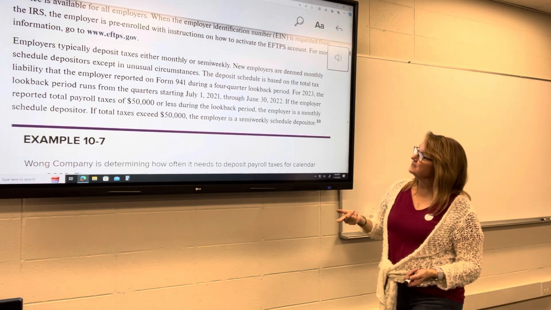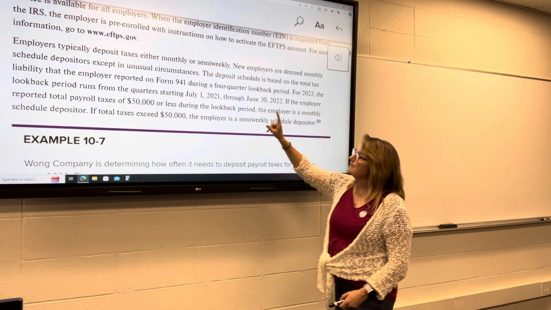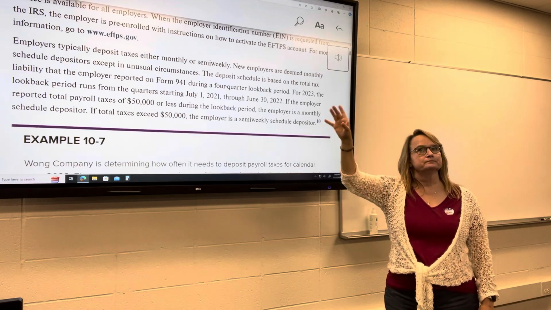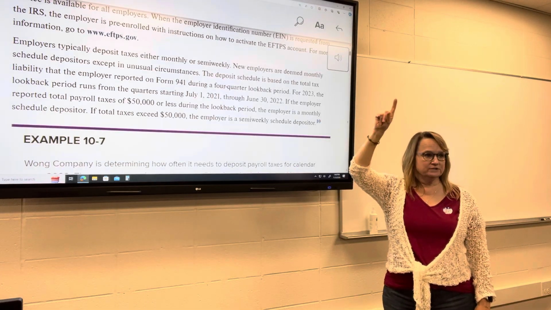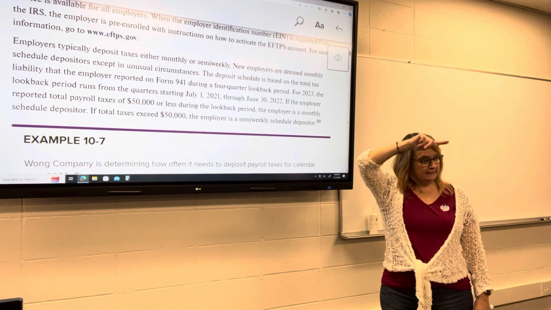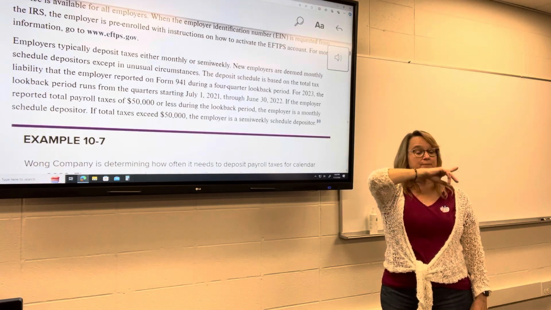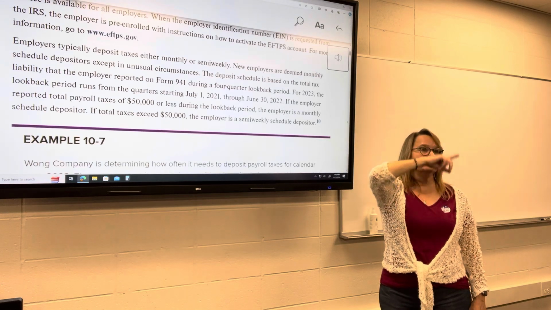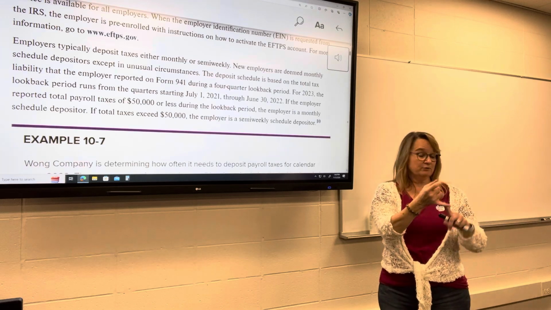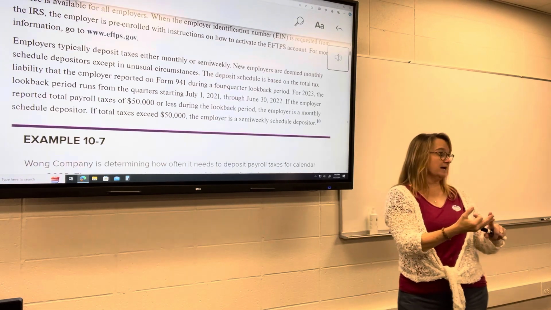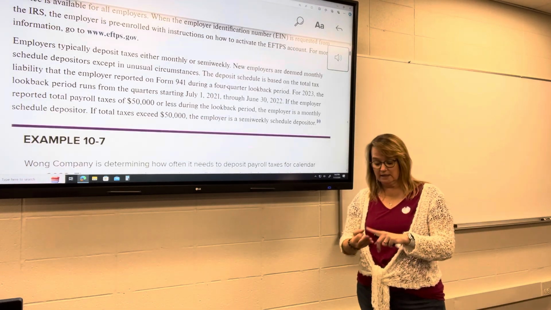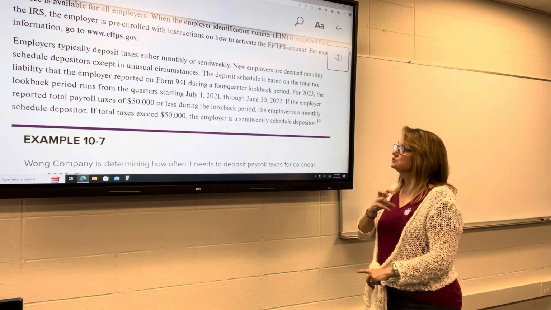The look-back period, what they do is they look back from July 1st. So for this year, 2024, they would start with July 1st of 2023 and look at all the deposits that were made of all the payroll taxes, through June 30th of 2024. They're going to look at the total amount. That would include federal income taxes that were withheld, Social Security and Medicare taxes, both that were withheld and that were owed by the company. So all of that is totaled up.